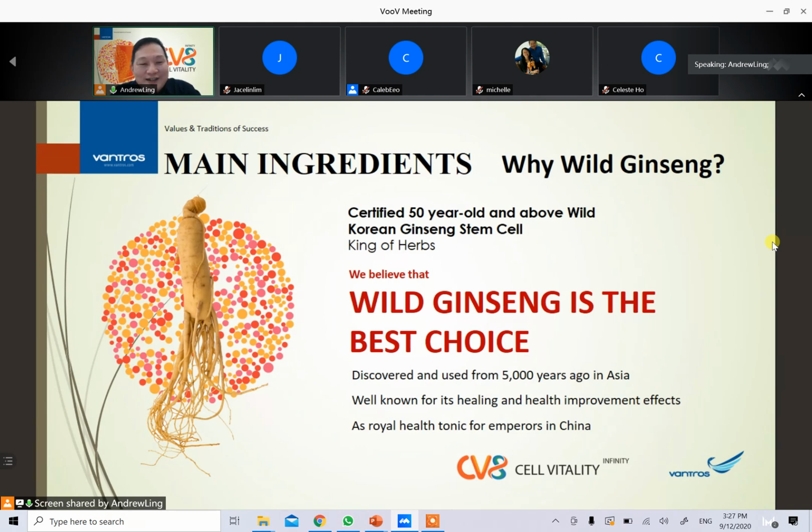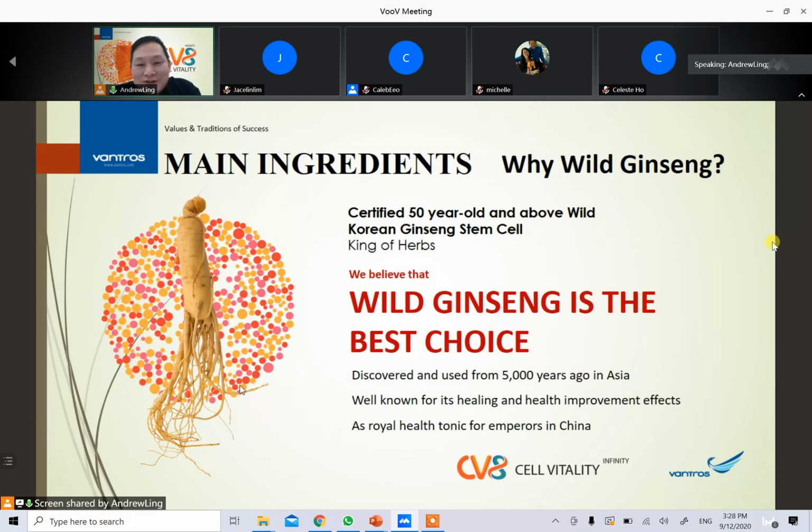And in the past, not everyone could take this wild ginseng. Only the kings and the rich people could actually take it. It is considered the royal health tonic for emperors in China. And of course, one of the things ginseng is well known for is that it can help improve your longevity.